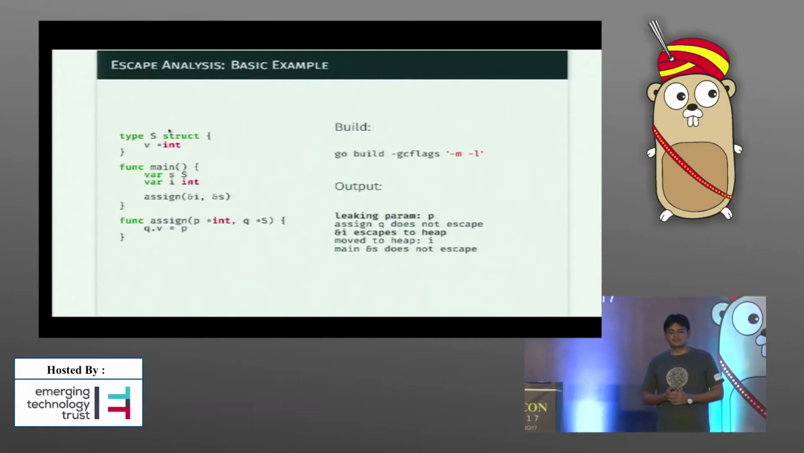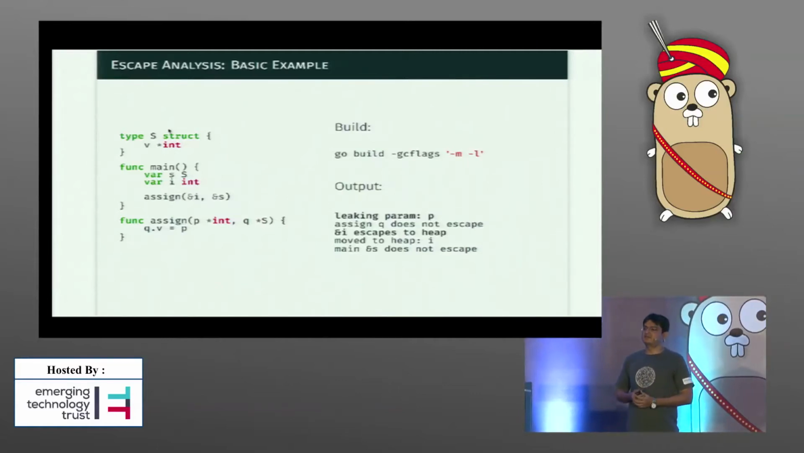the escape analyzer is complaining it has no idea of what P is. P is the input to the function assign. Why is that? Because I allocated the value of P inside main, and then I pass the pointer, and the function assign basically assigns the pointer to struct S without touching the value part of that variable. So it says it's a leaking parameter. Basically, it means it leaks out of the function without really interacting with the value.